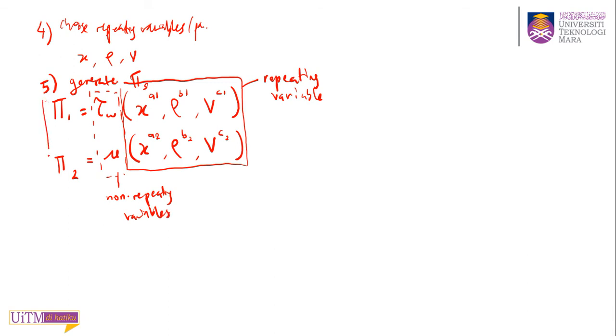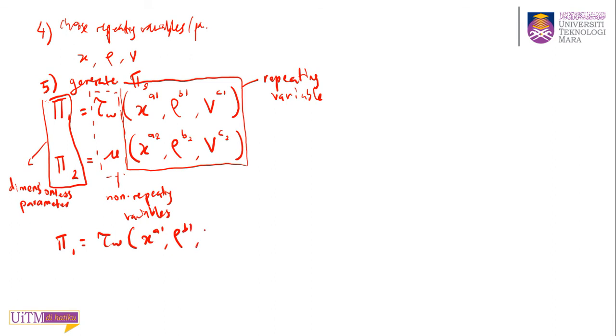And this pi 1 and pi 2 are the dimensionless parameters, the non-dimensional parameters, that we want to generate for this problem. So we will solve one by one. As dimensionless parameters, for pi 1, pi 1 equals tau times x^a1 rho^b1 v^c1. So this is a dimensionless parameter.